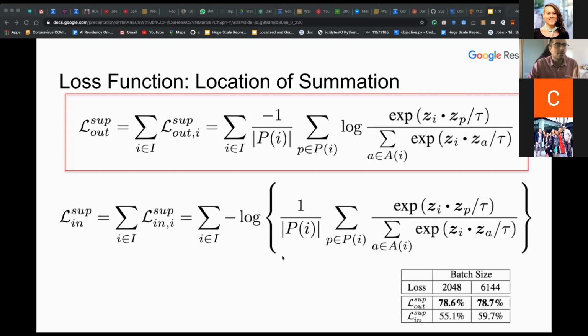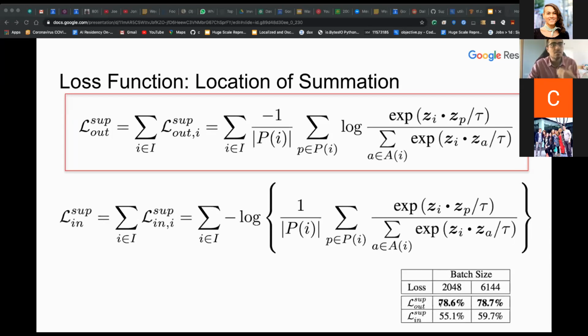And so basically you compute this likelihood and you keep the log outside. The big difference when you look at the expression is whether the summation 1 by p of I is inside the log, which is this case, or outside the log. And what our results suggest is that outside is better by a very big margin.